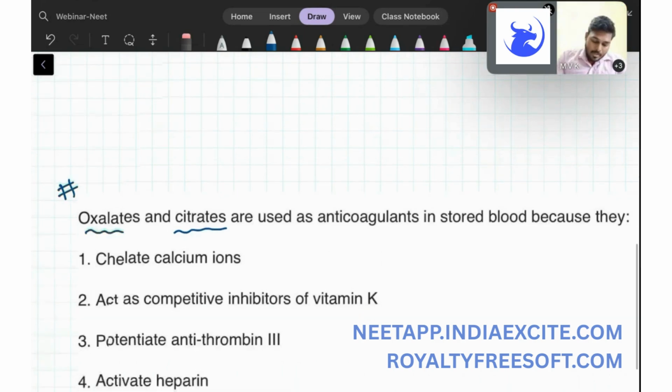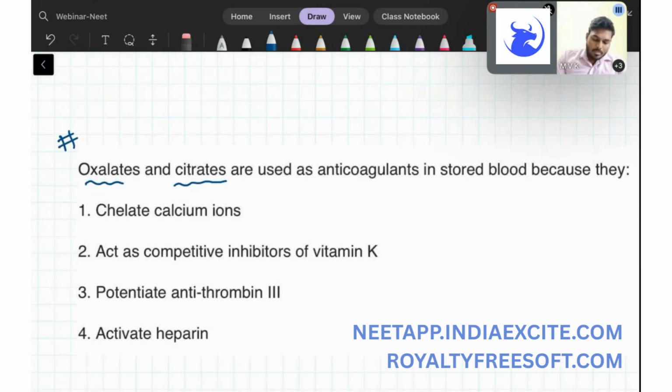So what's their role? What are some of the anticoagulants? I'll just shed some light on anticoagulants that are used in blood banking, right? So what are the anticoagulants we have? EDTA, and any other anticoagulants we have? That is CPDA, correct? So what's their role majorly?